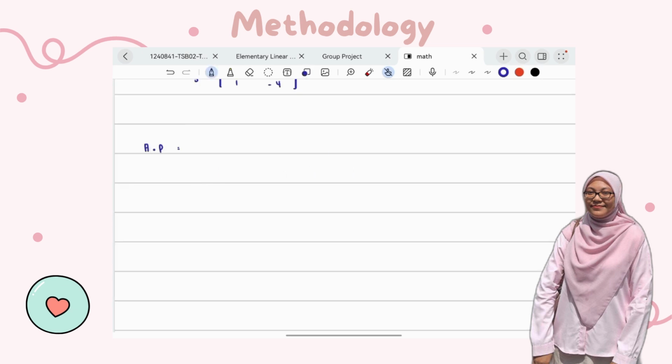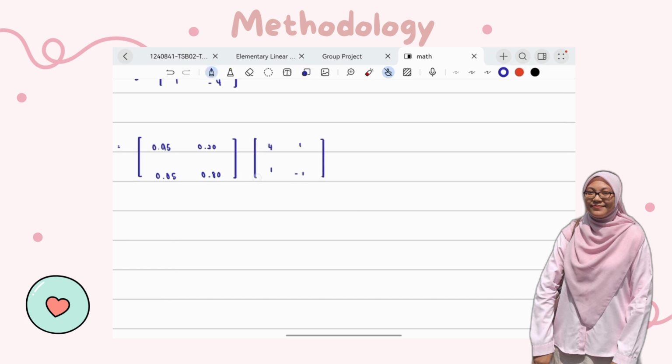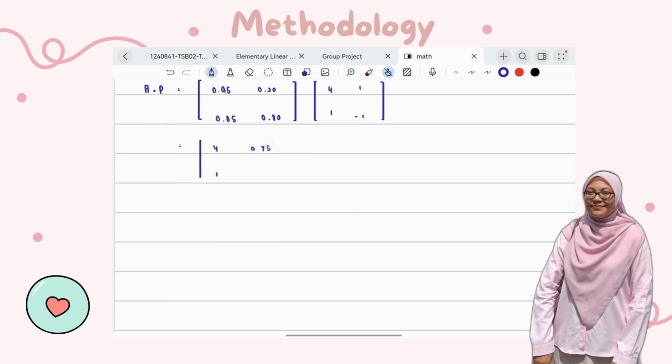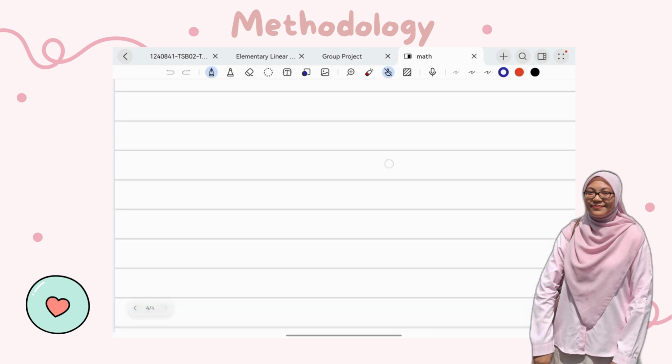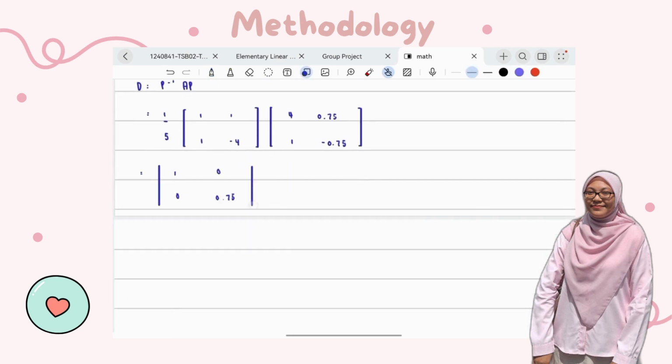Then we want to find the multiplication of A and P. The final answer that we get is 4, 0.75 and 1, negative 0.75. Now we multiply the inverse of matrix P with the result that we got before. So the final multiplication gives us the diagonal matrix, which is 1, 0, 0 and 0.75.